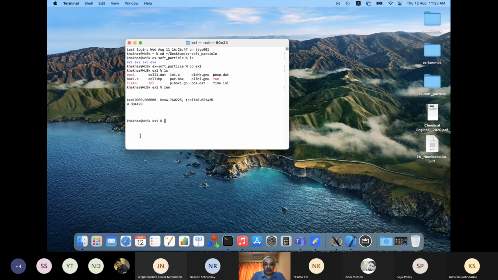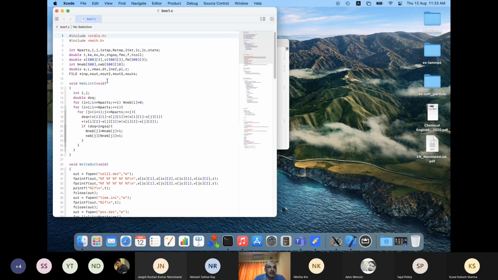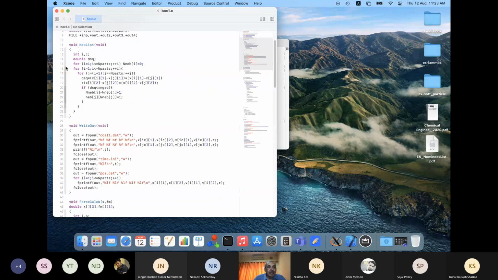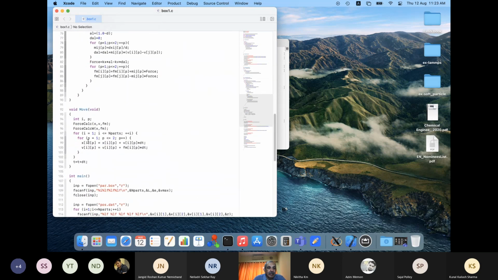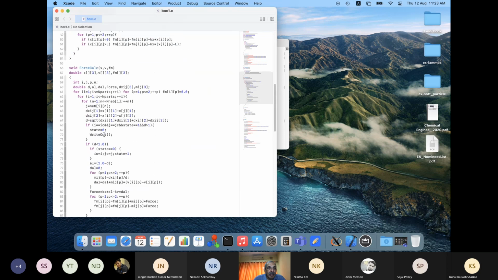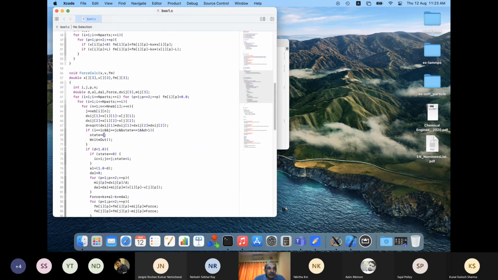I showed you this also. So this is the neighbor list which we saw in the presentation, and you can see that it's going from 1 to N parts, i going from 1, and j going from i plus 1 to N parts. So this is one of the expensive steps. Then this is just moving it, and here is the Euler method, v times dt and force times dt. And here is the calculation of the force.